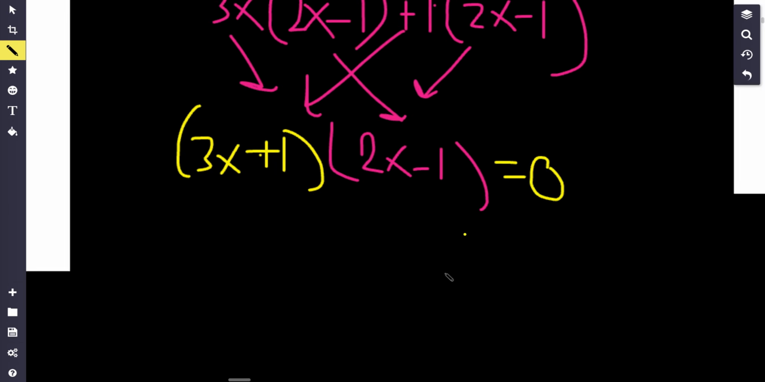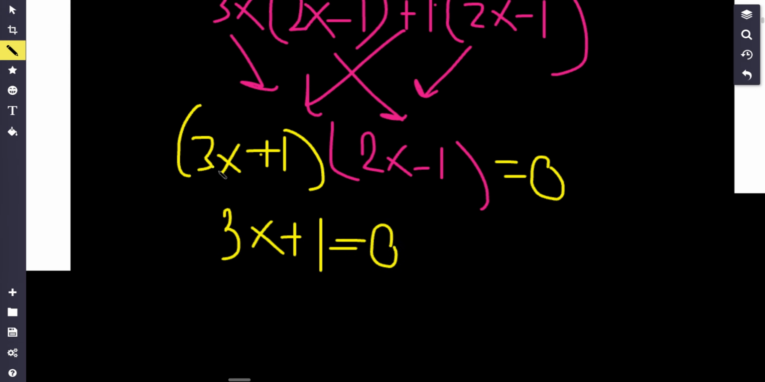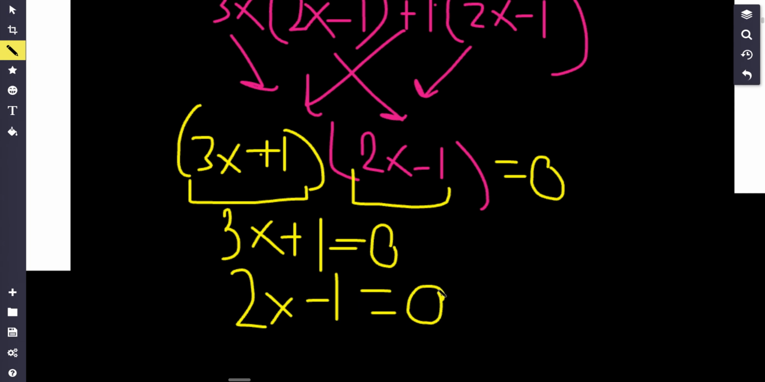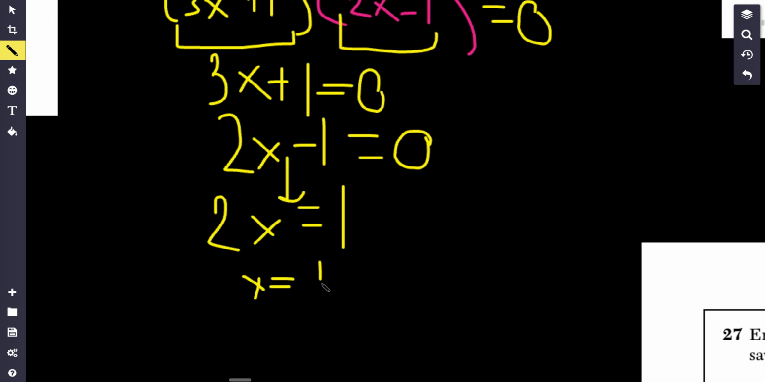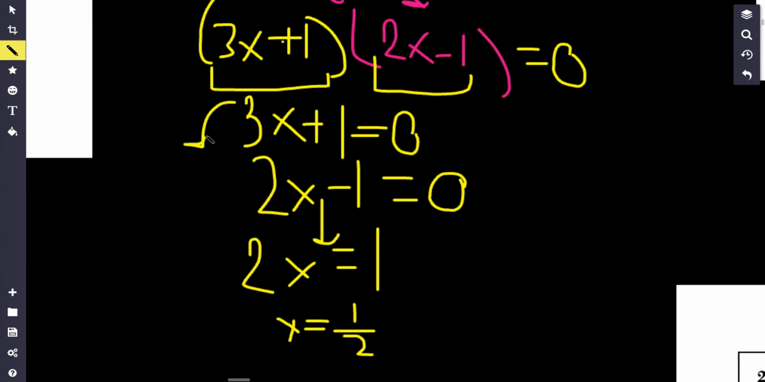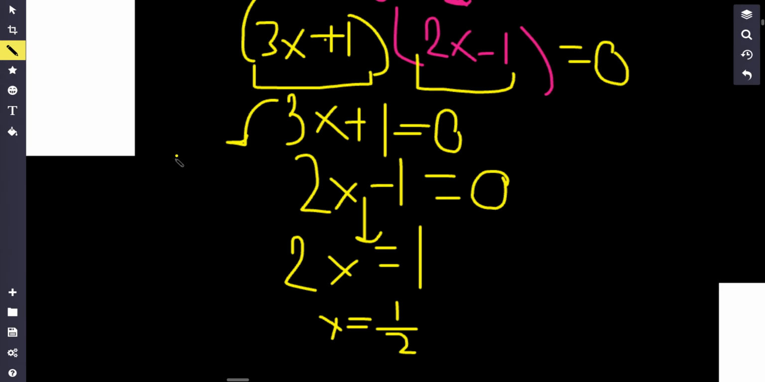Don't forget that. And so all we have to do now is set these two factors equal to 0. In order for this equation to remain true, either this part's equal to 0 or the other part's equal to 0. So either 3x plus 1 is equal to 0 or 2x minus 1 is equal to 0. For this second equation, if I add 1 to both sides, I get that x is equal to 1/2. And for this one, if I subtract 1 from both sides and divide by 3, I get x is equal to -1/3.